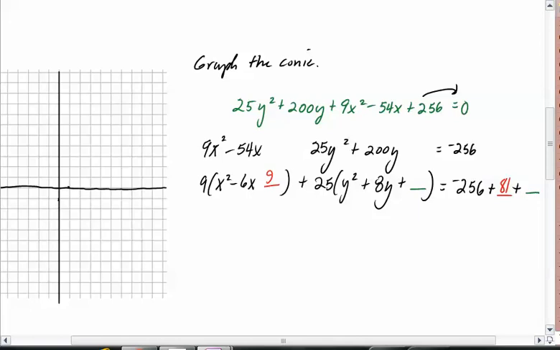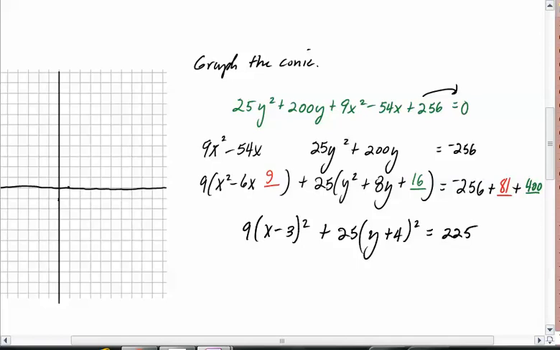Same thing with the green one. Half of 8 is 4, squared is 16. But I'm not going to put a 16 here. I'm going to put a 25 times 16. And 25 times 16 is 400. So that's what's going to go on the right side. Now let's clean this up a little bit. I get 9. I'm going to factor that, and I'm going to go ahead and consolidate it. 25 y, it looks like it's plus 4. And let's see what we get on the 225.